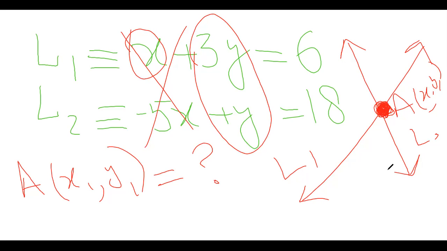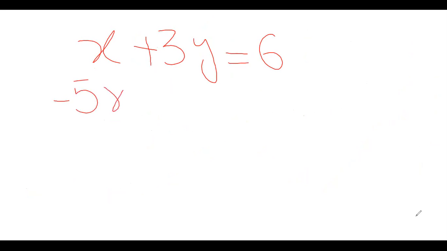It's a very simple way to get this one. Let me just note these two equations. Have you noted both equations? Yeah, I have it. The first one is x plus 3y is equal to 6. And the next one is minus 5x plus y is equal to 18. I'm sure that you have these two equations.